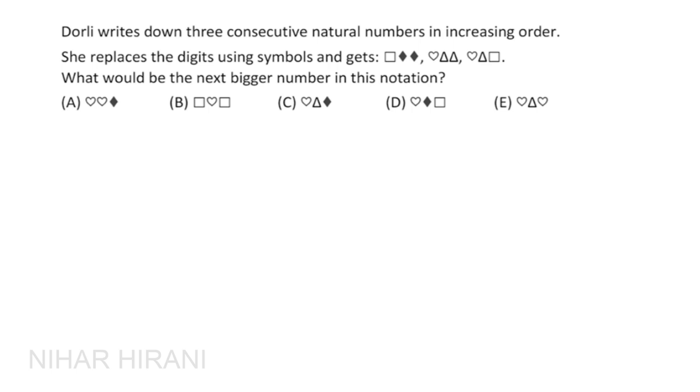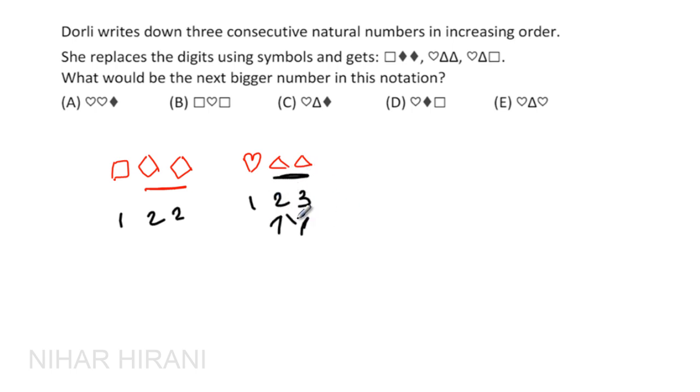Very simple question. So here you can see it starts with square, diamond and diamond again. So that means you need to think about a number which has last 2 digits same. Now the next number is heart, triangle and triangle. Now you need to think of a number in which last 2 digits are same and the number after that also has last 2 digits same. For example, if you think 122, then the number after that is 123 and this is not a correct match. Why? Because we want these two same and these are not same. So you need to think of something in which you get same.